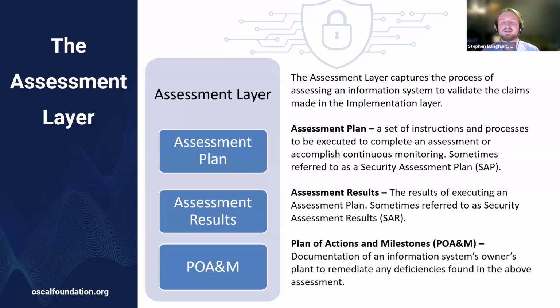And finally, we have a plan of actions and milestones or a POAM. This is the documentation that an information system owner creates to explain how they're going to remediate any issues following an assessment. For those of us that are familiar with this compliance process, these three things should be fairly familiar. We understand how these items are used.